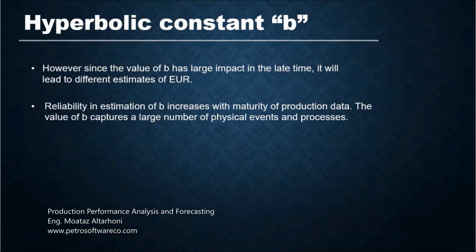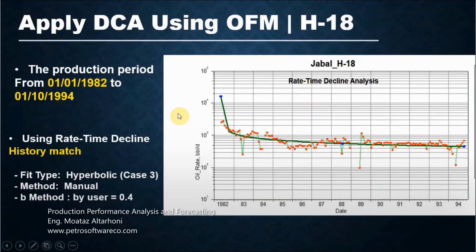The value of B has a large impact at late time. It will lead to different estimations of EUR, that means the ultimate recovery, the ultimate reserves. We will see that in the practical. At the initial time, it drops like a straight line, but we can see changes here. The curve is not constant at each step, so that's why the effective decline D will change.